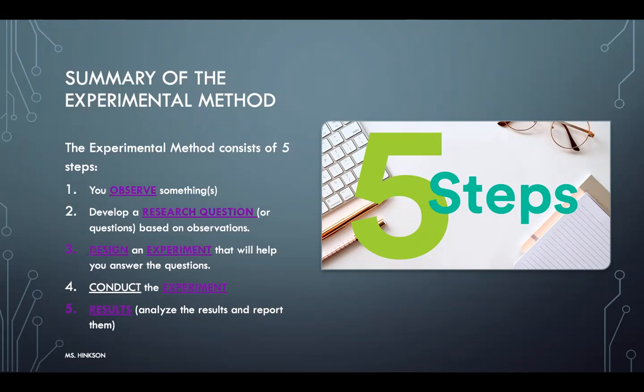Step 5 is the results section. That is where you analyze the results and report them. So you can report them in a lab report. You can report them orally by discussing it with your class. There are different ways, but normally we put our results in a lab report.